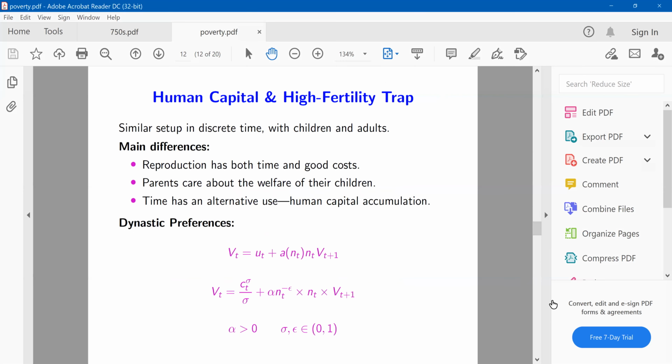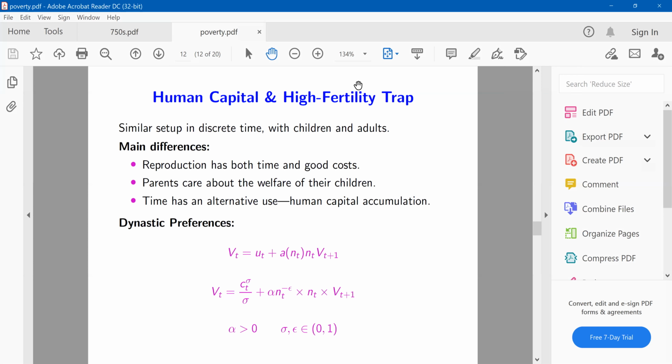So what else do we have for today? Now we're going to extend this particular setup with education and human capital. This is again Becker, Barro, and Tamura, 1990. Interesting model. It includes a dynamic programming approach because parents now care about the welfare of their children as well, right?